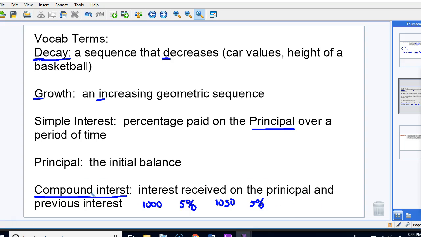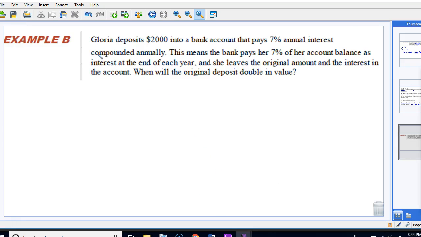So it grows, and then you get money on the interest that you already got. Compound interest is how money in the bank works. If you keep your money in the bank, it just goes up and up, and all the money that's in there keeps on increasing. So it's not just the money that you initially put in, it's all the money that you have in. All right, so here is example B.